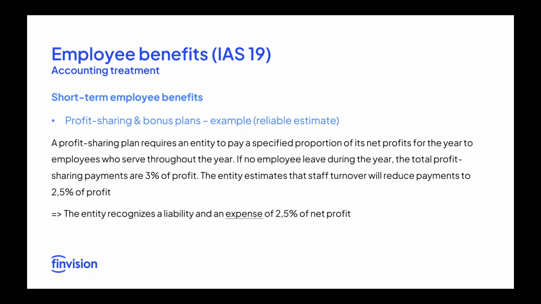So that's a specific example where employees would be entitled to profit sharing payments of 3% of profit. However, given staff turnover, the estimate would be that it would only result in a net 2.5%. So at that moment, you will only be able to recognize a liability and expense of 2.5% and not of 3%.